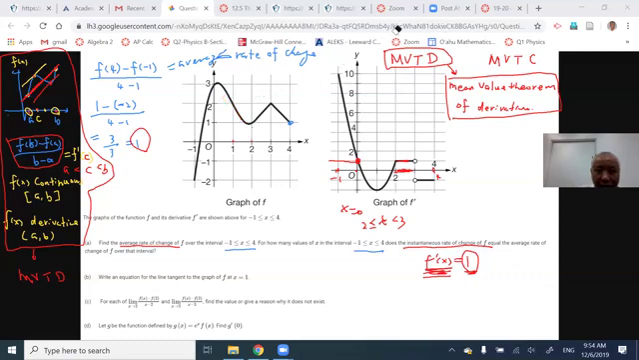If x equals 1, y is what? So I have a point here, 1 and 2, no problem. Okay, we use the point slope form of the line. When I say point slope form, do you know what I'm talking about? Y minus y1 equals what? Slope and x minus x1.